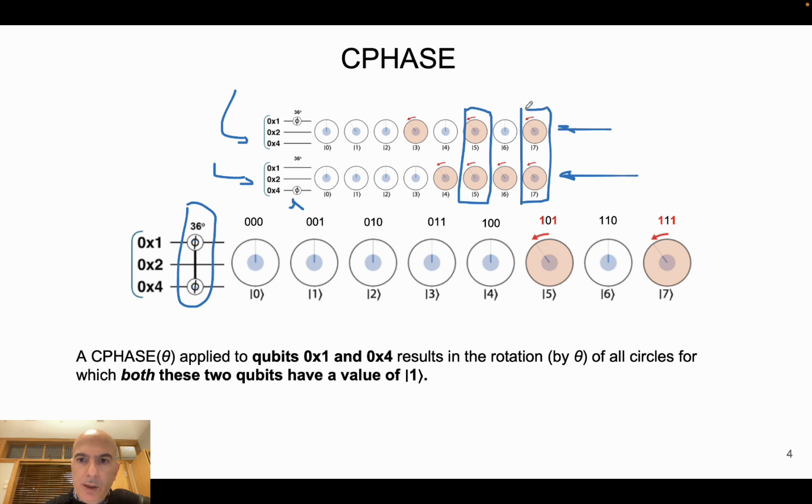So you see here that in the two separate operations, this occurs in both cases, so we will have this and this.